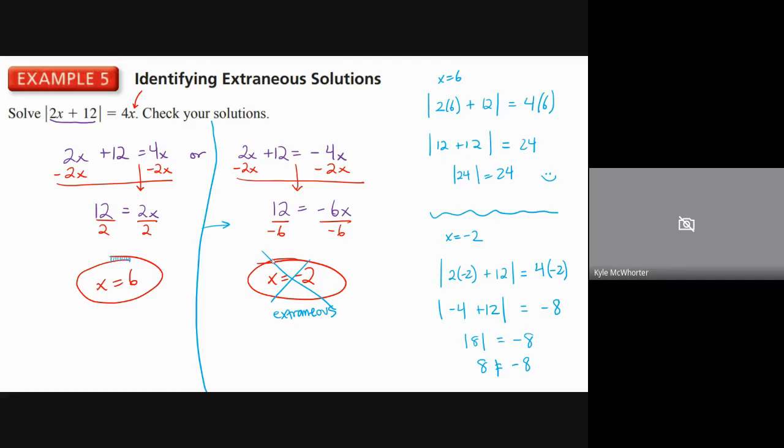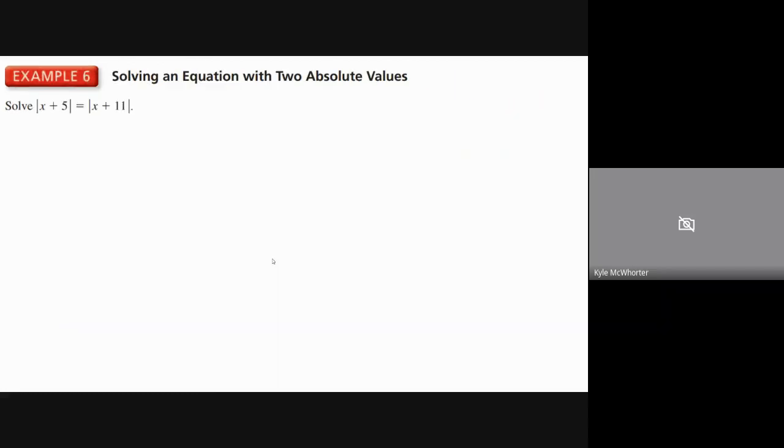Okay, we might have time to race through this last one, and hopefully 2 absolute values. So we're going to do the inside of the first equals the inside of the second. So x plus 5 equals x plus 11, or x plus 5 equals the opposite of what's over here, x plus 11.